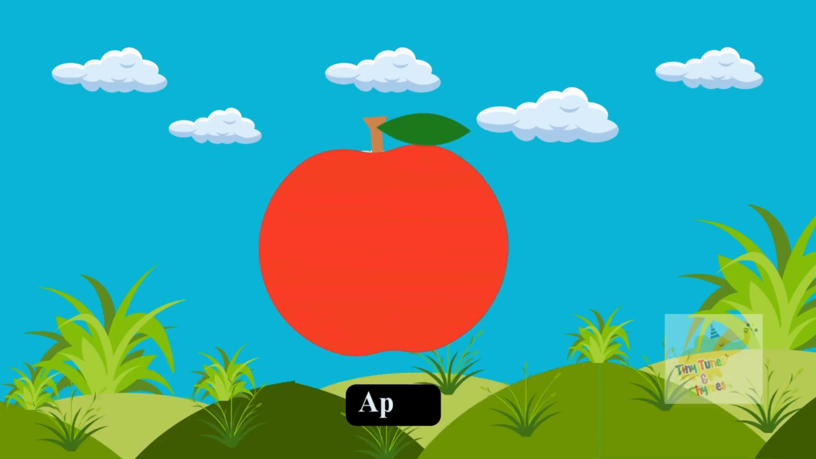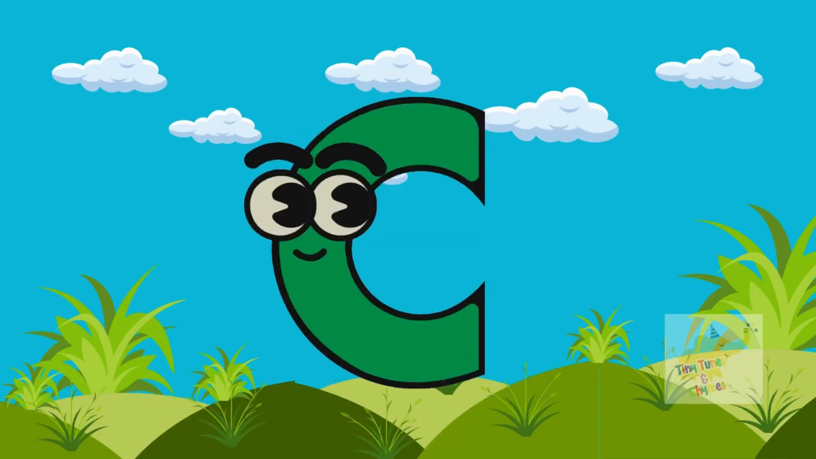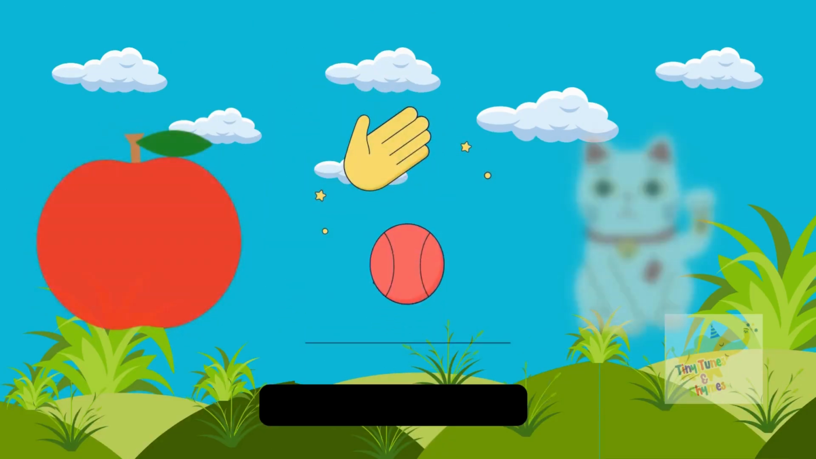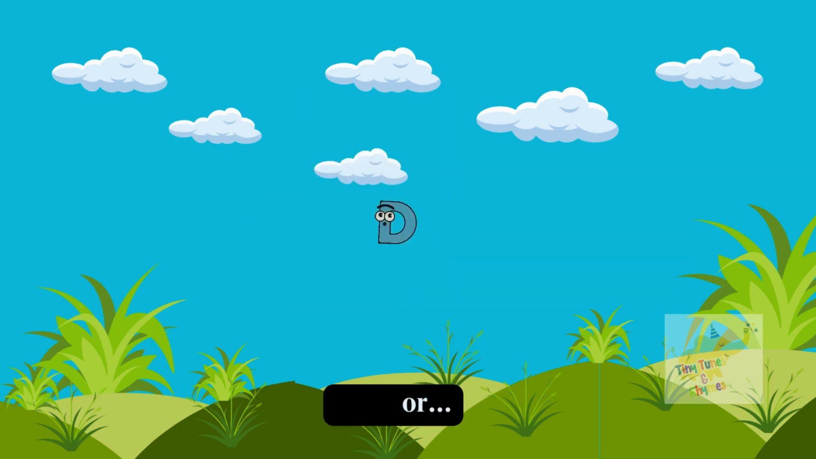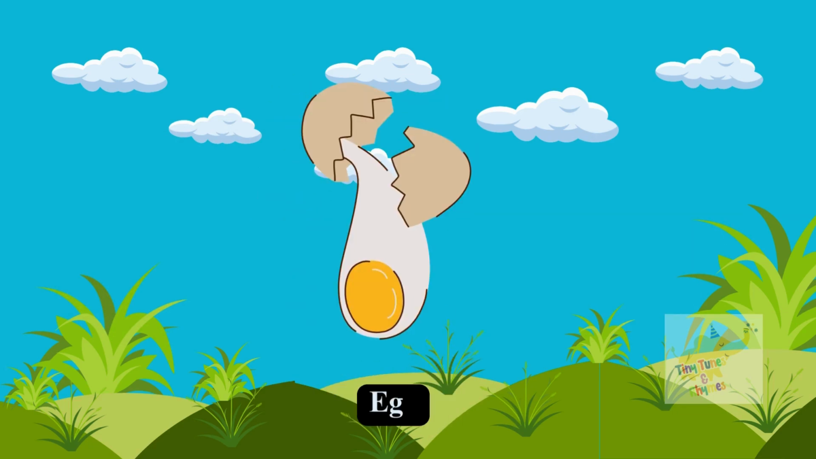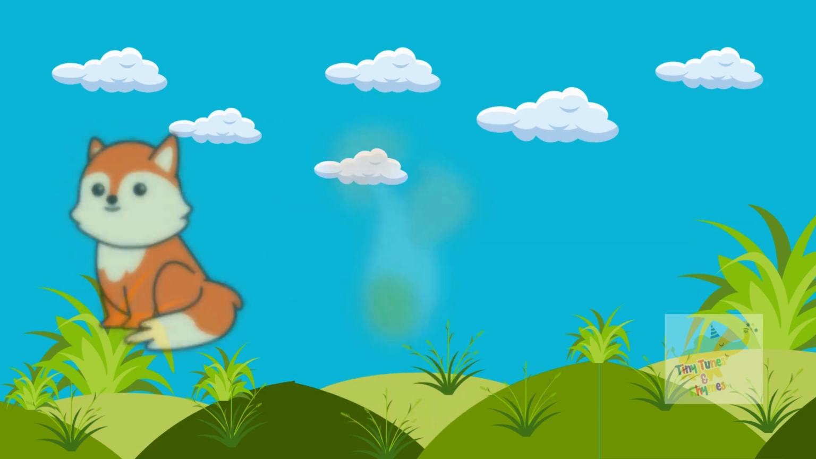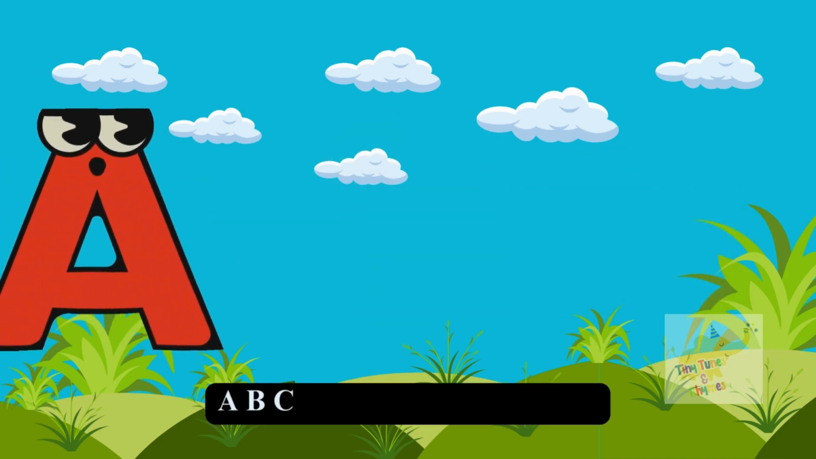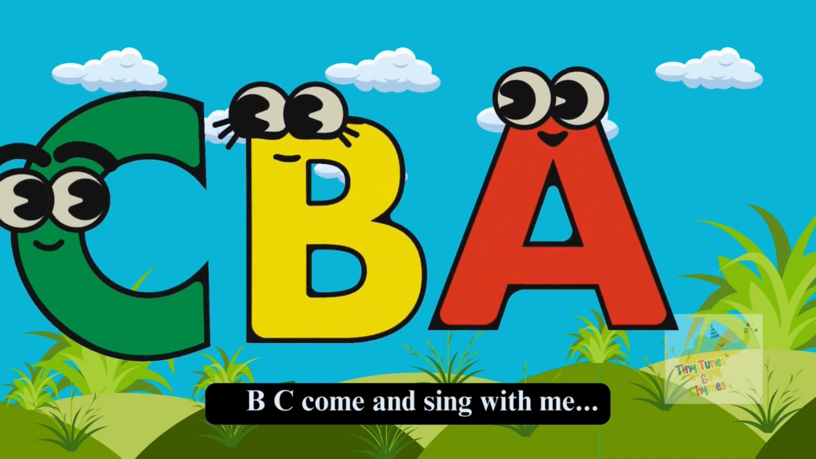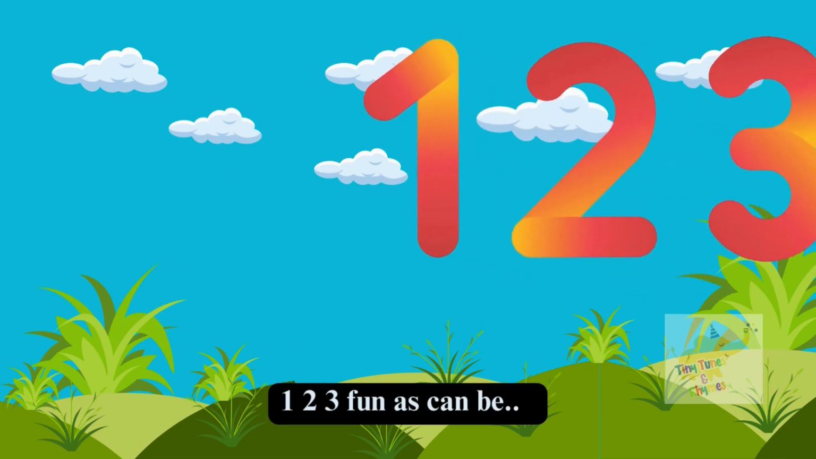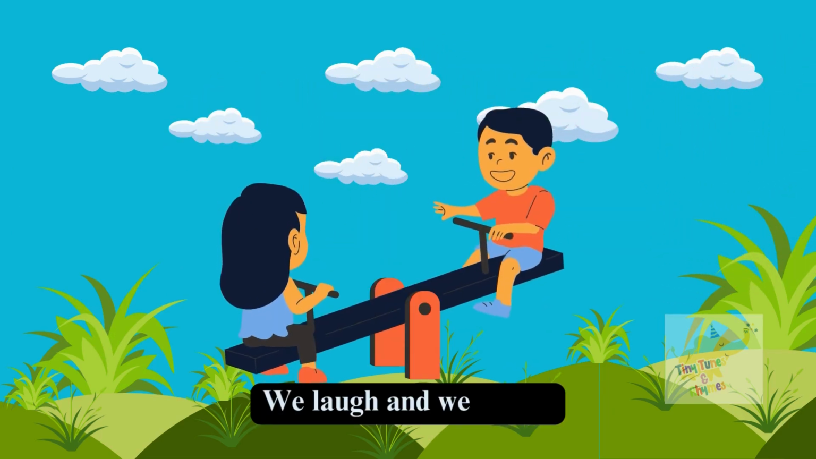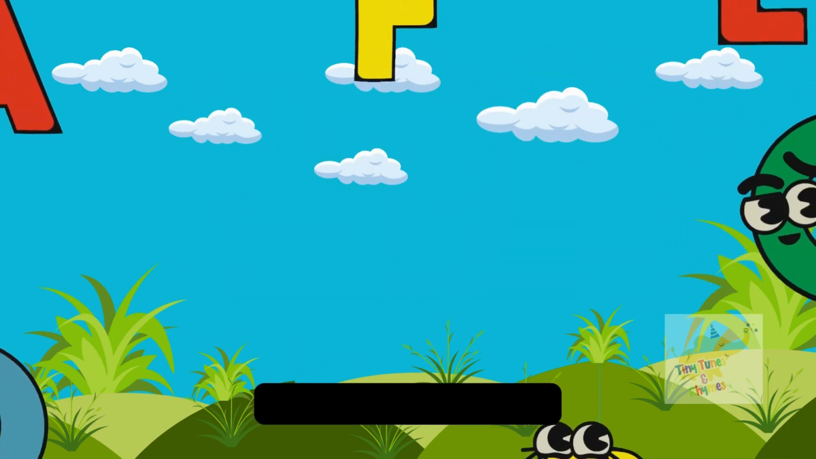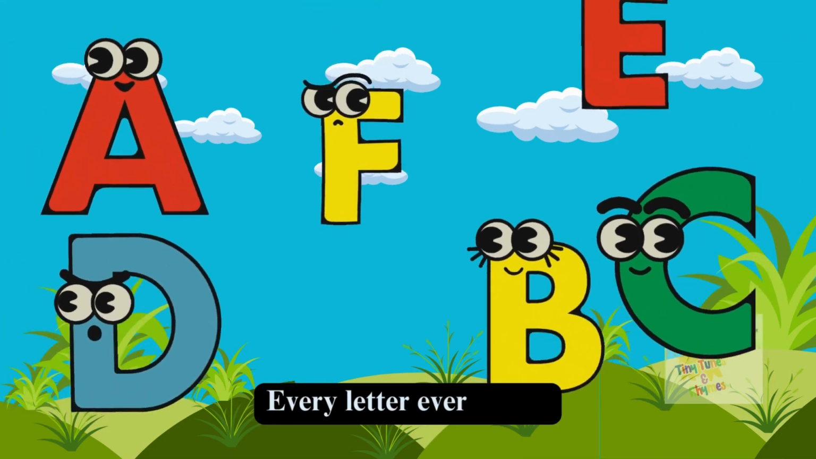A is for apple, B is for ball, C is for cat, let's learn them all. D is for dog, E is for egg, F is for fish, it's really not hard. A, B, C, come and sing with me. 1, 2, 3, fun as can be. We'll laugh and we'll play every letter every day.